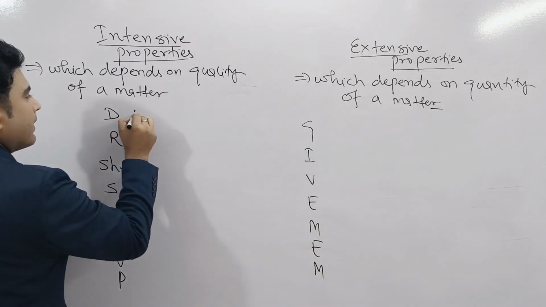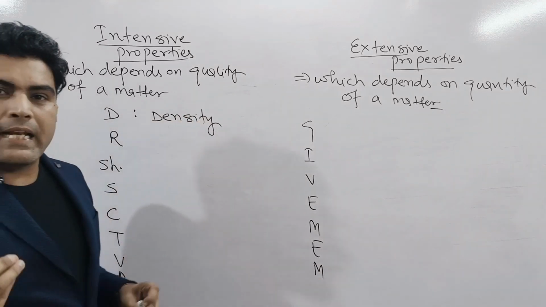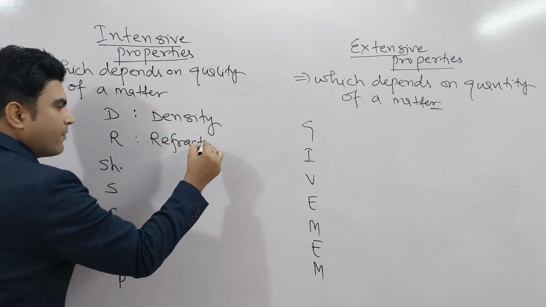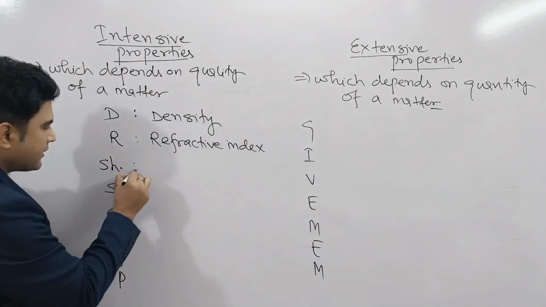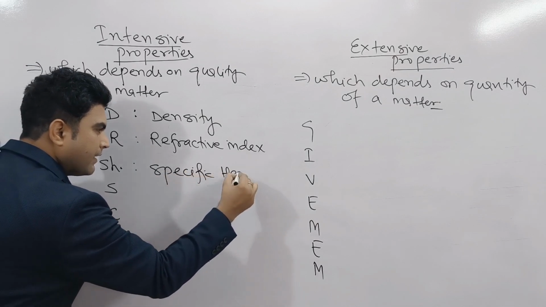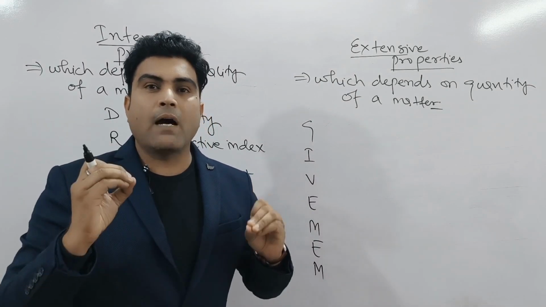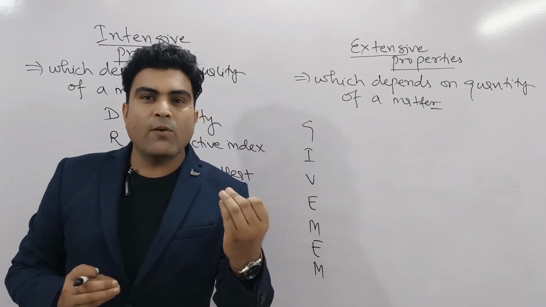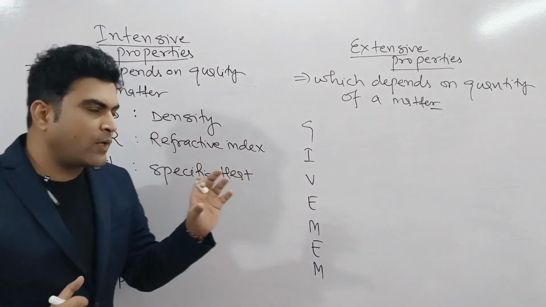These are the examples of extensive properties. Now, here D stands for what? Density. Density is an intensive property. R stands for refractive index. SH, specific heat. I hope you know about it. These are very small things, but very important from the exam point of view. If you know these small tricks, you can solve the question within 5 seconds. SH stands for specific heat, also an intensive property.